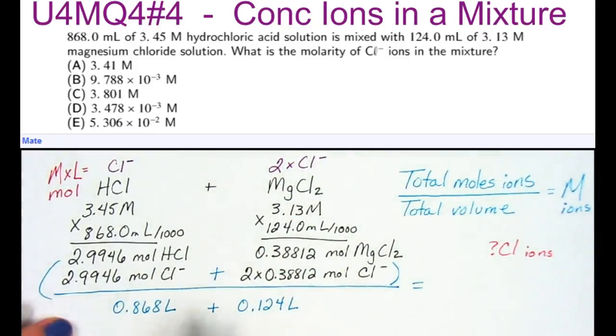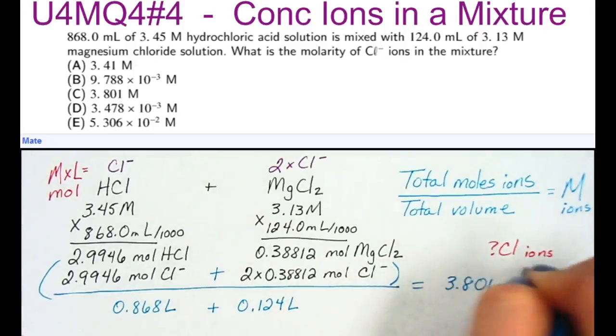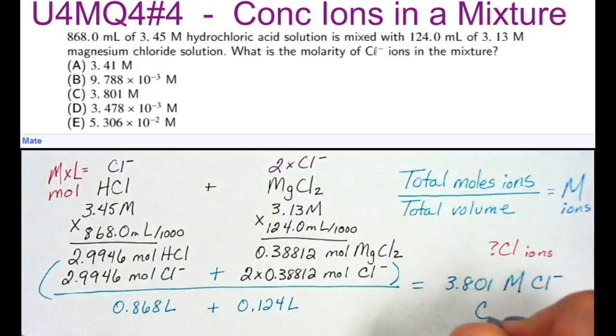So when I add together 2.9946 plus 2 times 0.38812 and divide by 0.868 plus 0.124 liters, I'm going to get 3.801, and that's going to be the molarity of the chloride ions in my solution, which is letter C.